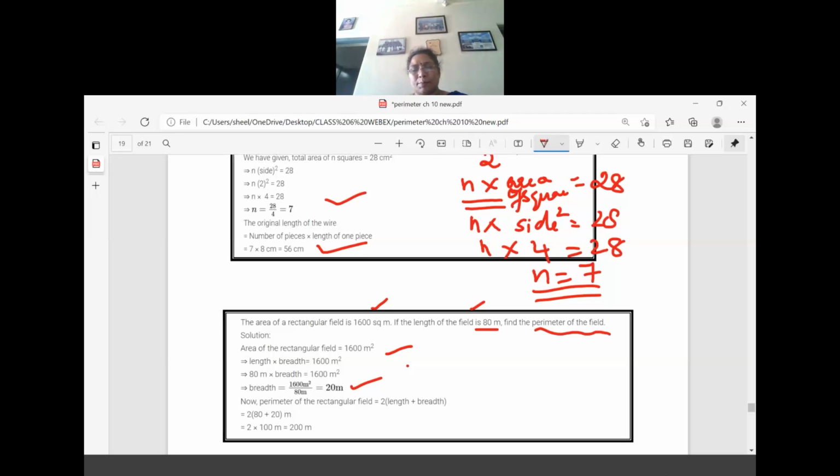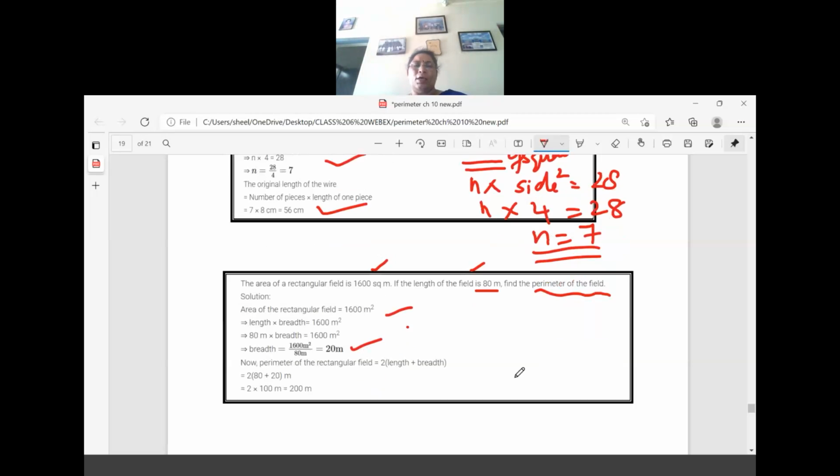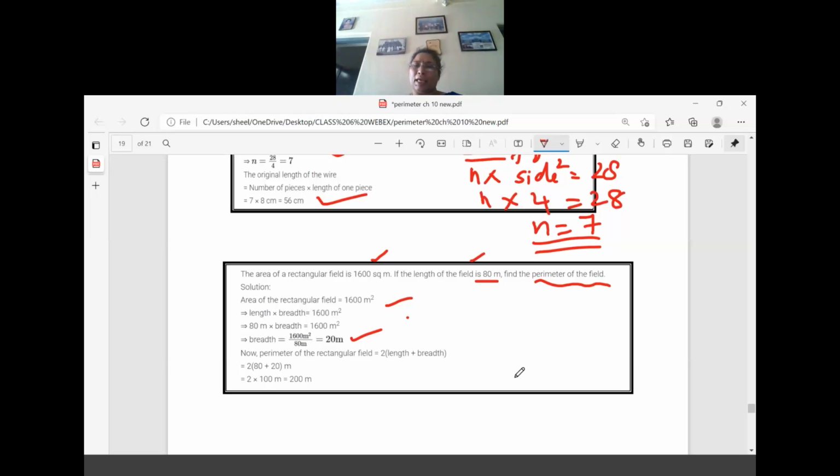So once we got the breadth, what is the next step? Perimeter of the rectangular field. Normal formula, 2 into L plus B only. So 2 into 80 plus 20, that is equal to 200 meter only. So here we have the question, area is given and length is given. Then what is asked in the question? Perimeter is asked there, right?